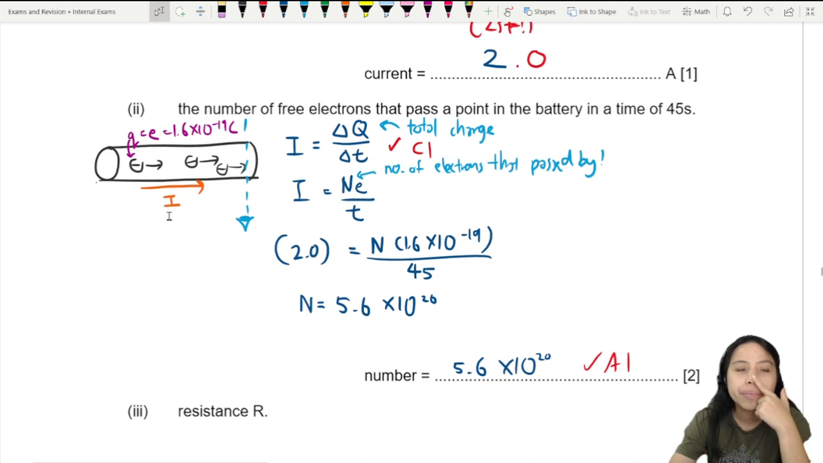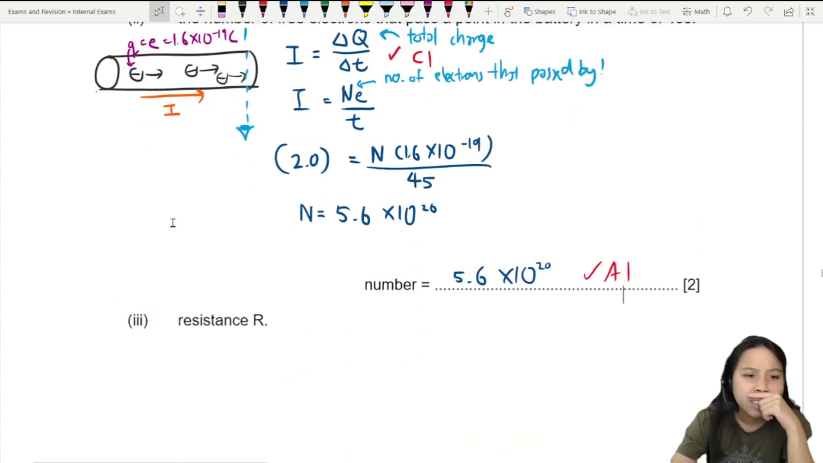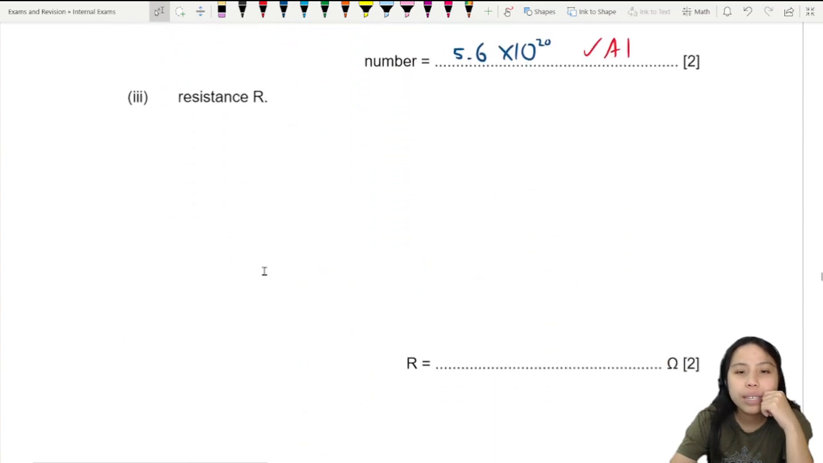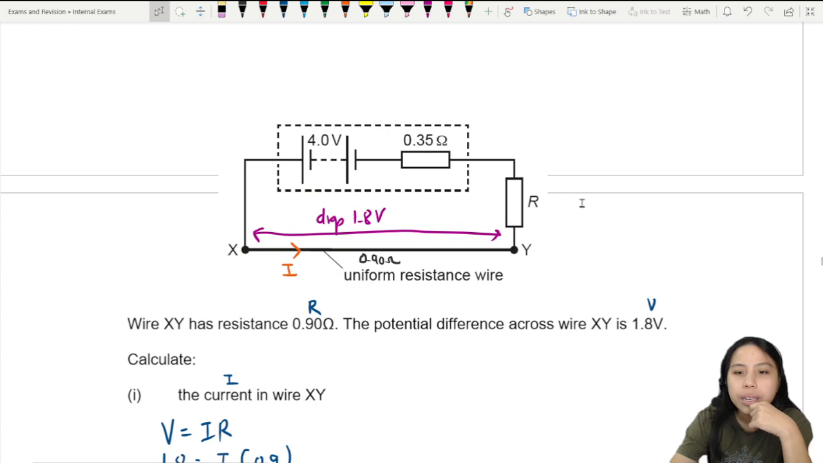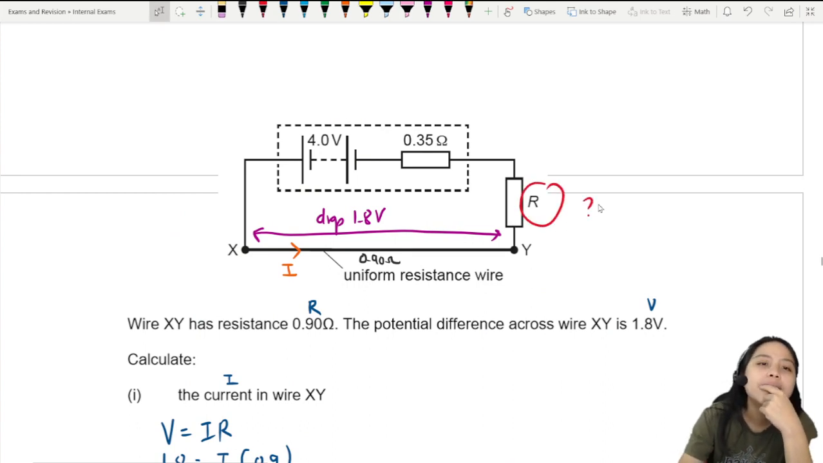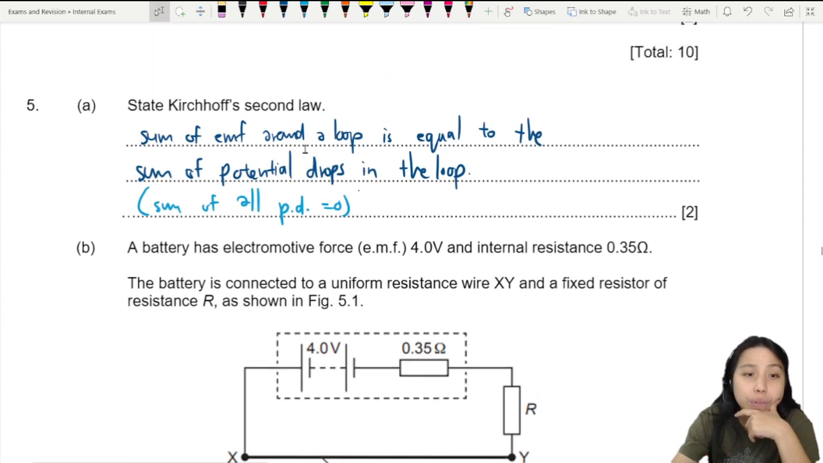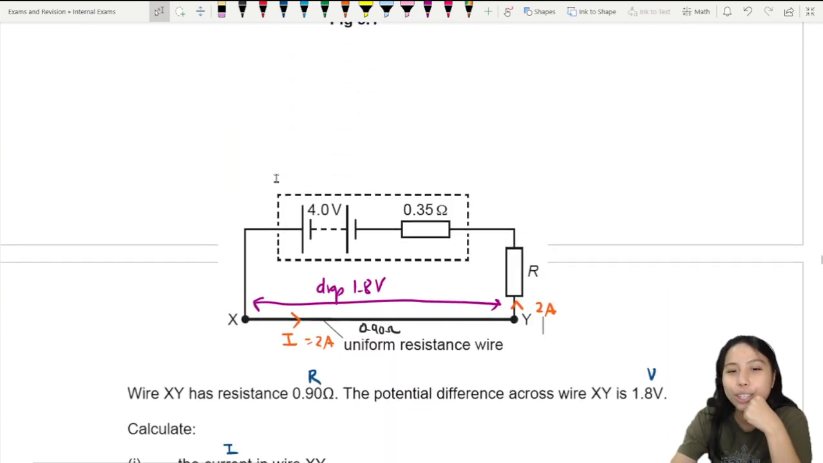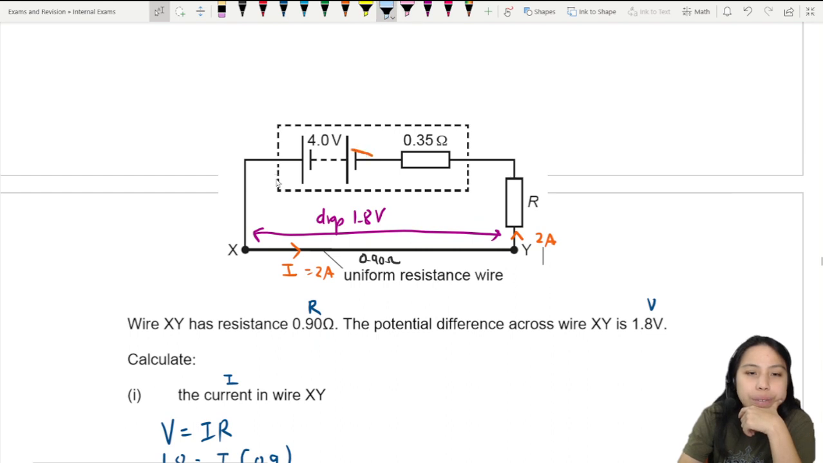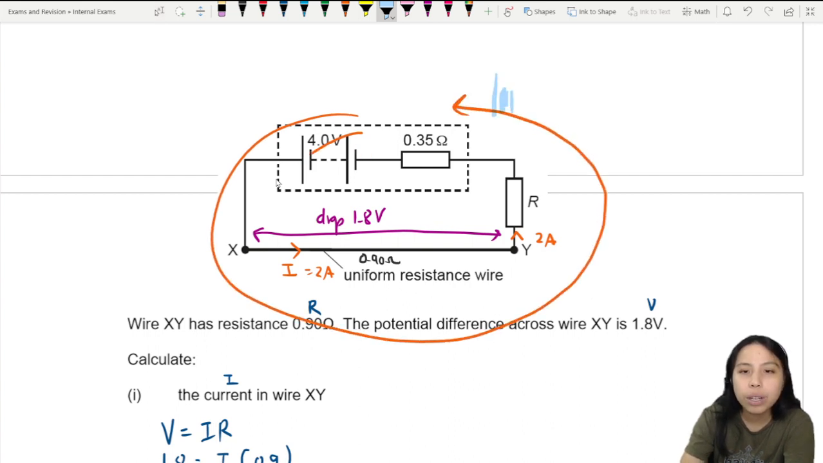Now, resistance R. What is R? Let's look at the diagram again. Now we need to find this R. We got the current. What was the current again? 2 amps. So whatever current is going through here is also 2 amps. How do we find R here? Remember just now we talked about the Kirchhoff loop? Maybe we can try that for a whole loop that travels from the battery, go one round, like this. Yes, let's try that.